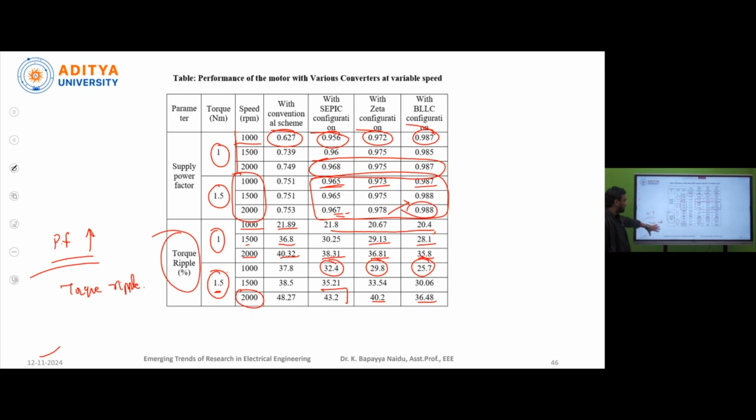Okay. From this, we can say that whenever you are using power factor corrected converter topologies fed to these BLDC motors, even though the supply power factor is improving, torque ripple is the problem. For this, what is the solution?